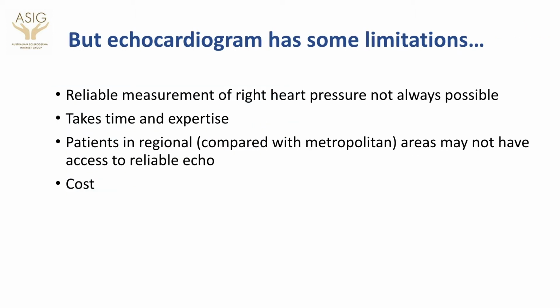We usually use an echocardiogram to try and work out who should have the definitive test, which is called a right heart catheter. But it has some problems with it. It doesn't always help us measure the pressures. It takes some time and some real expertise. People living in the country regions can't access it. And it is quite costly to do this in every scleroderma patient every year.